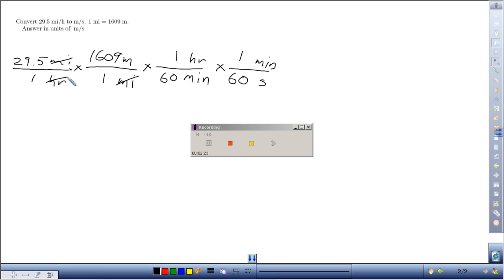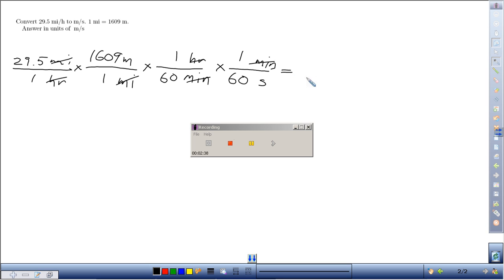So now I've got hours on the bottom and I've got hours on the top. Those can cancel out. I've got minutes on the top and minutes on the bottom. Those can cancel out. The units I'm left with are meters on the top and seconds on the bottom, which gives me meters per second, which is what I'm looking for.